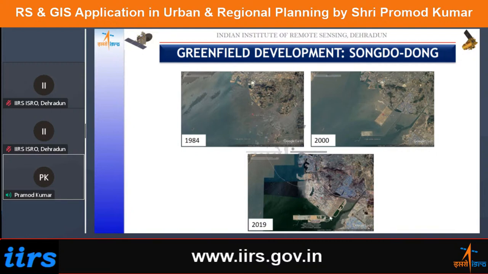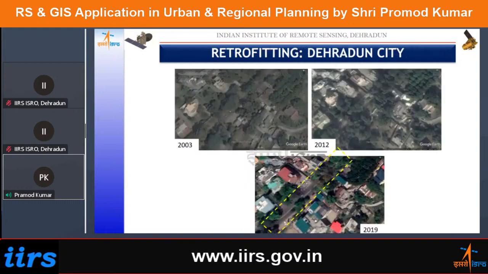Another good example is a retrofitting example, that means increasing the facilities and the services. You may see here over the period of time, a good footpath has come up on either side of the road for the urban dwellers to walk and to traverse and do their morning routine activities. Okay, so these are the good examples.